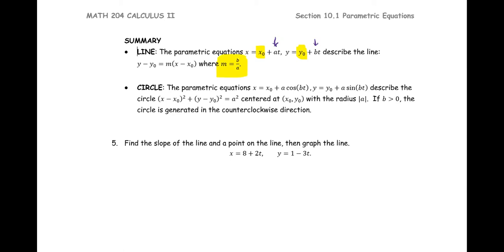Put a and b together, we can get the slope m as b over a. And with the ordered pair x0, y0 and the slope b over a, the equation of the line can be formed using the point-slope form, y minus y0 equals m times x minus x0.